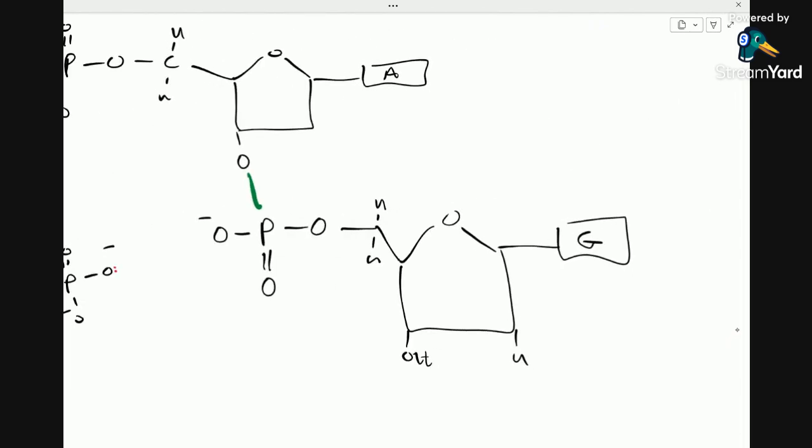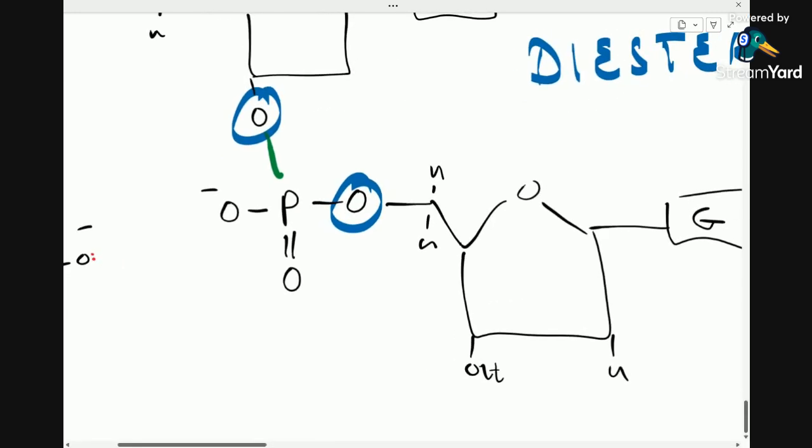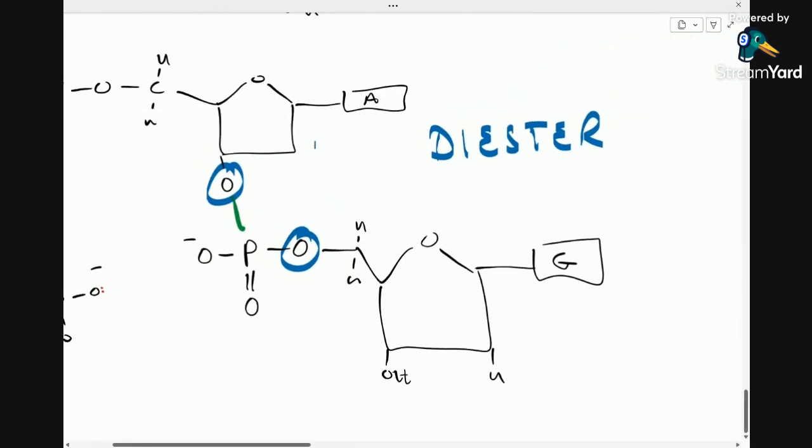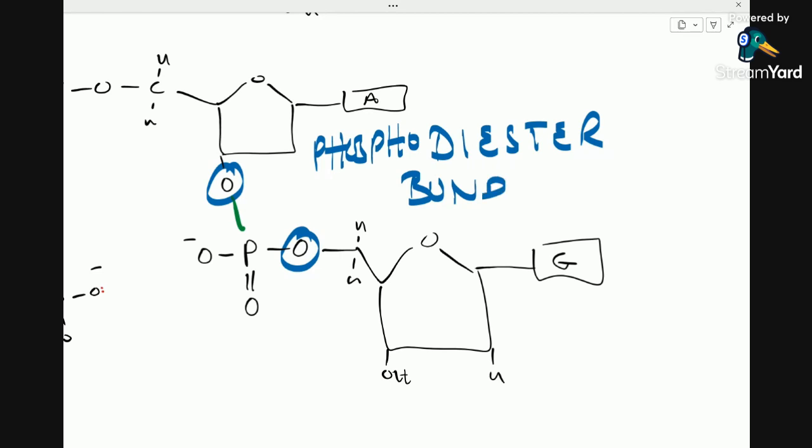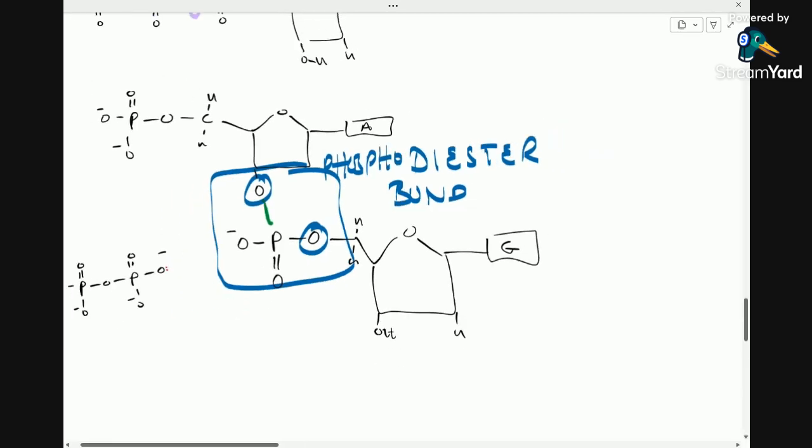Now, what we have now formed, and we're nearly there for this part of the video, is a diester linkage, because you've got an ester linkage here with that oxygen and an ester linkage there with that oxygen there. So it's a diester. And because it's 2 esters with a phosphate group, or phosphorus, in the middle, it's called a phosphodiester bond. So that whole thing is called a phosphodiester bond.